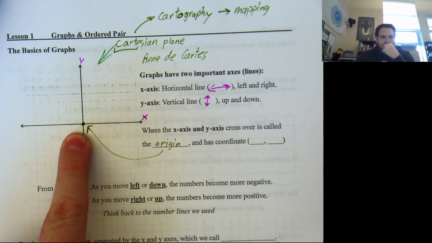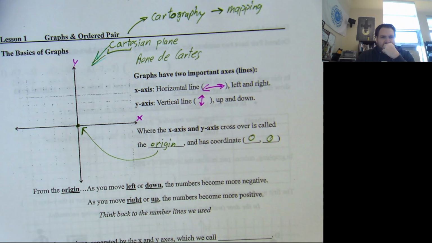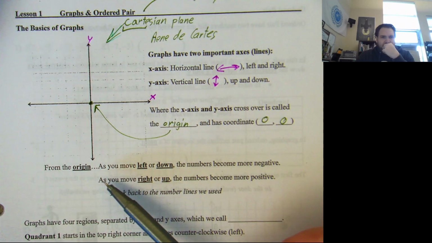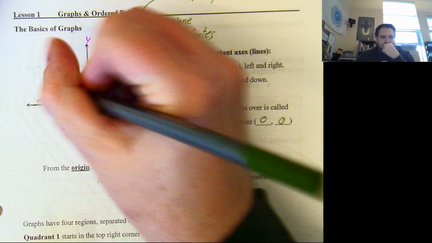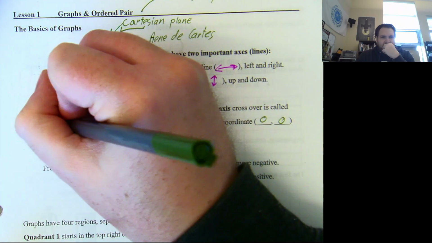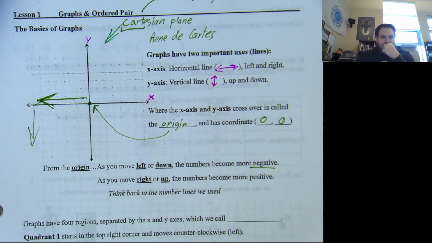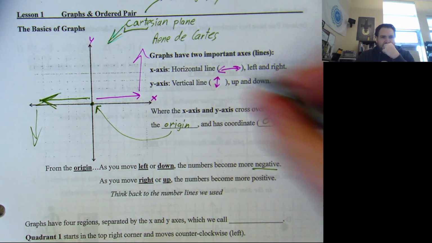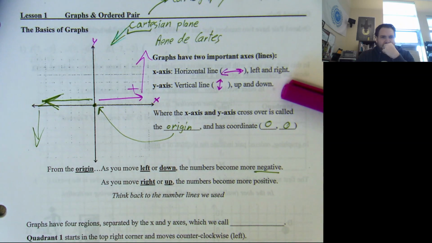So when we're labeling points on the grid, everything is relative to this starting point here. This starting point has the coordinate 0, 0. It is the beginning. There's going to be letters. There's going to be y's, x's, m's, and b's in this unit. But 0, 0 is where we're starting. So from the origin, if you move left or down, those are both negative. And right and up are both positive. Left and down are negative.